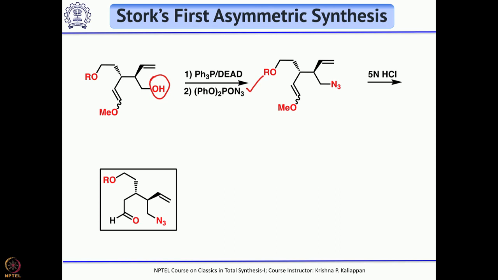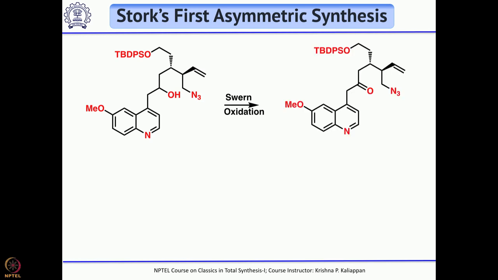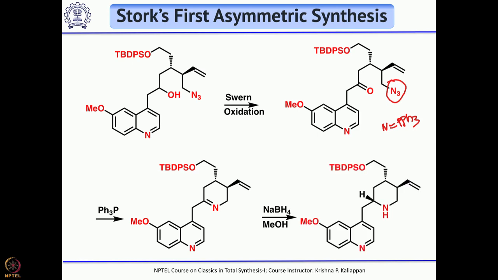Once you have this aldehyde, and this is a known compound, treat with LDA, so you generate the corresponding lithio derivative, add to this aldehyde, you get the corresponding alcohol. So now Swern oxidation will give the ketone, and treatment with triphenylphosphine will form the iminophosphorane. That iminophosphorane intramolecularly undergoes an aza-Wittig like reaction to get the corresponding 6-membered cyclic imine. Once you have this, then reduction with sodium borohydride will reduce the imine to give the corresponding substituted piperidine derivative.